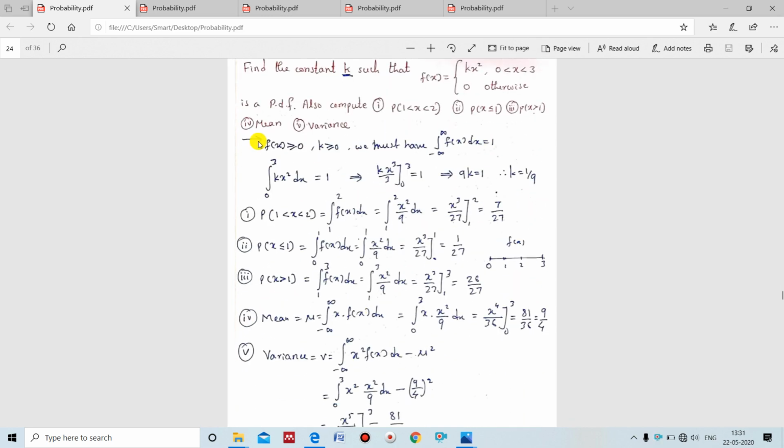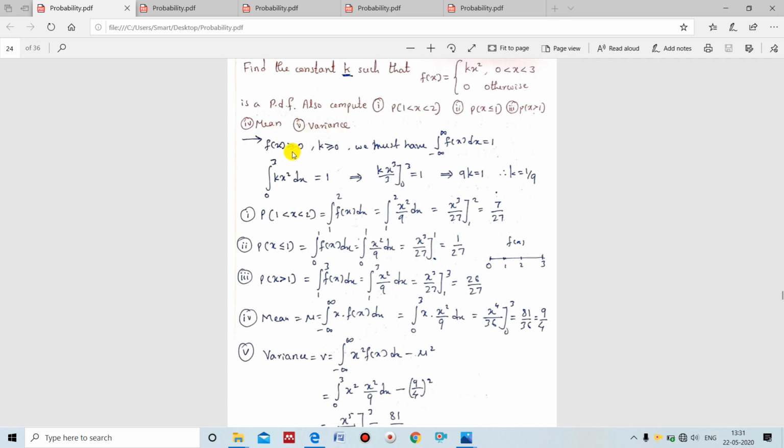So let us take one more example. Find the constant k such that f of x equal to kx square, where x lies between 0 and 3, otherwise the value of f of x is 0, is a probability distribution function. Also find the probability that x lies between 1 and 2, the probability that x is less than or equal to 1, and the probability that x is greater than 1. Then find the mean and variance.